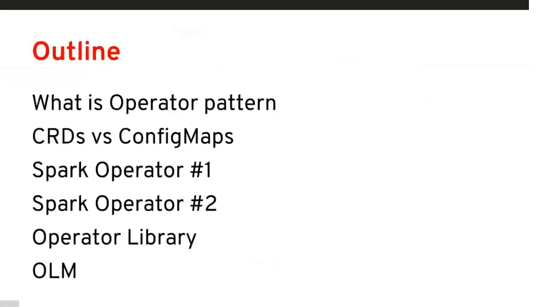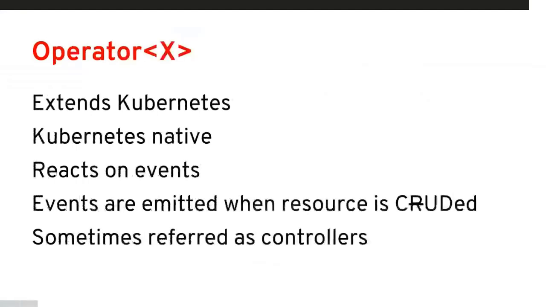Yeah, so here's a brief outline. I'm reusing this presentation from a different presentation I've already done. Hopefully it will still be relevant to our topic. So I'll describe what the operator pattern is, then describe the pros and cons between choosing config maps or custom resources. Then I will compare two existing Spark operators. And yeah, let's do that.